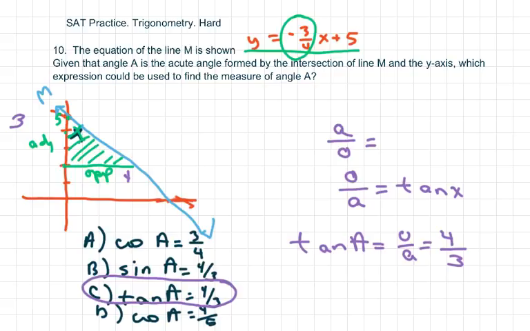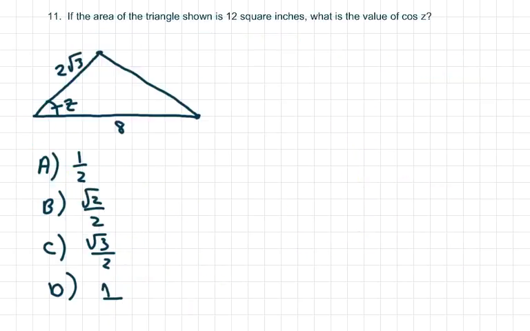Now next we have this one here. The area of the triangle shown is 12 square inches. What's the value of cosine of Z? So I think we know the area. We're going to find the height of the triangle. Let's do that, and I think that will help us out.